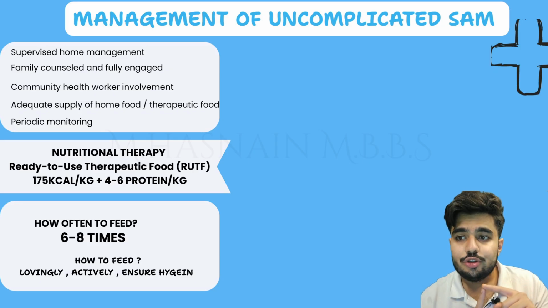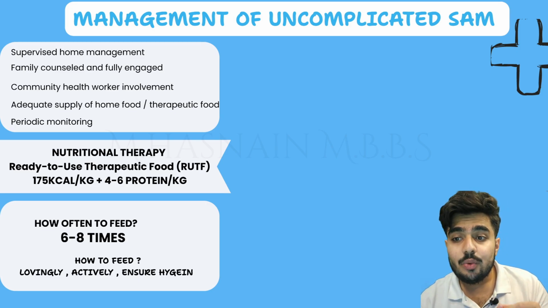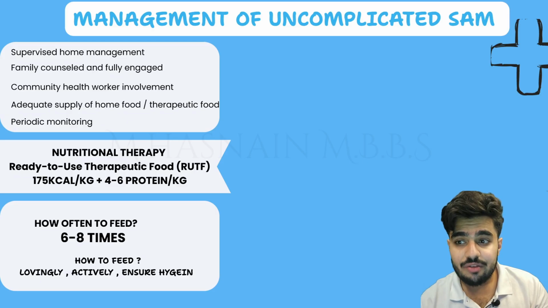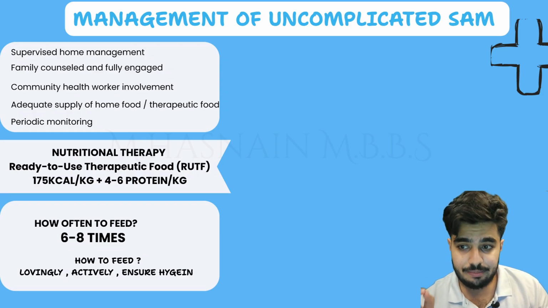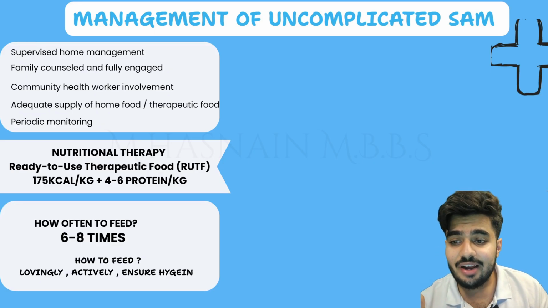So, first, it should be supervised home management. Family should be counseled and fully engaged. Community health workers are involved. Adequate food supply and the therapeutic food should be there, and periodic monitoring should be there. For the nutrition therapy, the ready to use therapeutic food, RUTF, is given to the patient, and the calorie requirement is 175 kilocalorie per kg and 4 to 6 gram protein per kg.